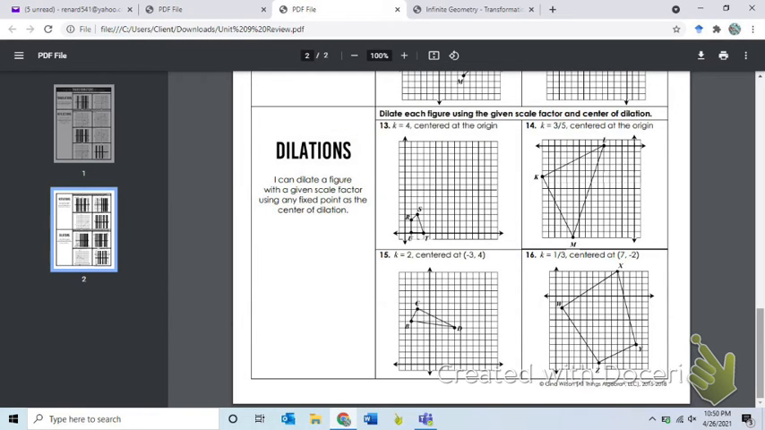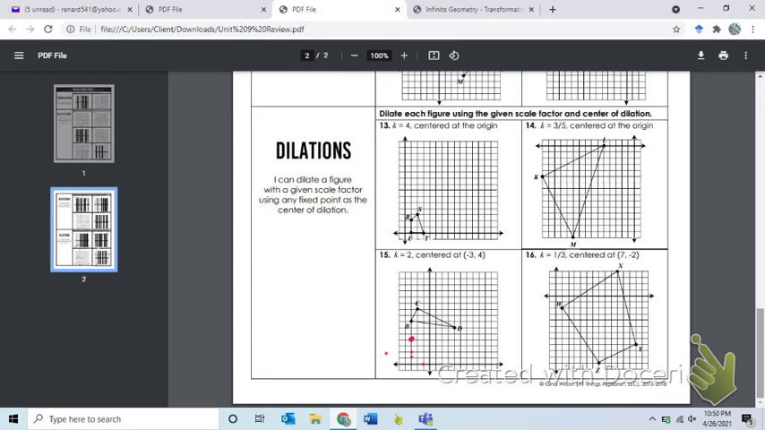Next, so we know how to do dilations like 13 and 14. They're centered at the origin. Number 13 would be an enlargement. It's going to get 5 times or 4 times bigger. 14 is a reduction, meaning it is going to get 3/5 smaller. To do that on the calculator, multiply it by 3, divide by 5. So what I want to do is I want to look at number 15. Number 15 is K2, centered at (-3, 4).